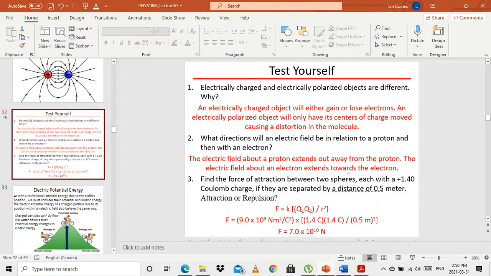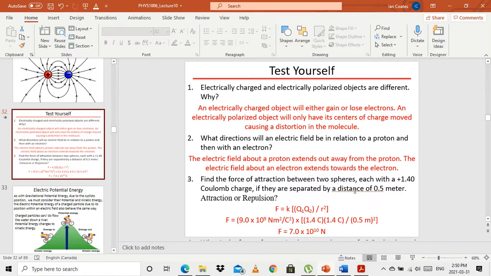Electrically charged and electrically polarized objects are different. Why? Go back to your balloon on the wall. Okay? Number 2. What direction will an electric field be in relation to a proton and then with an electron? There we go. Protons extend out. Okay? And with the electrons there, the field goes in.